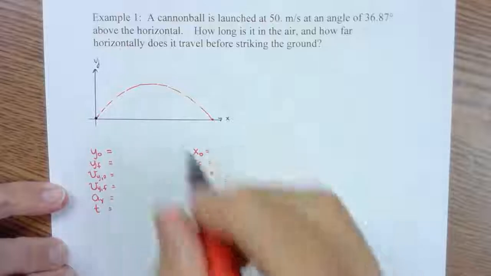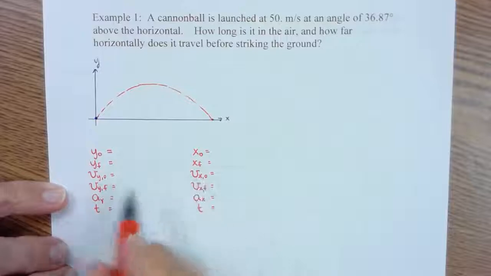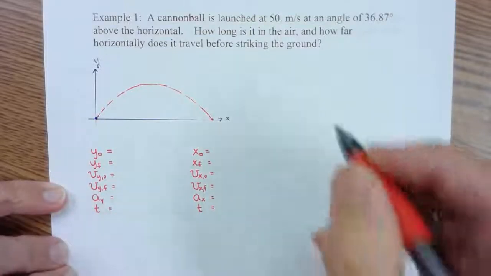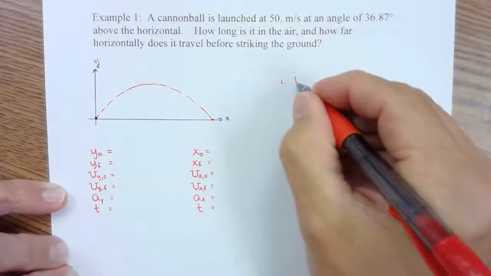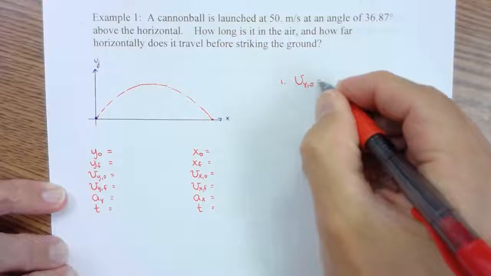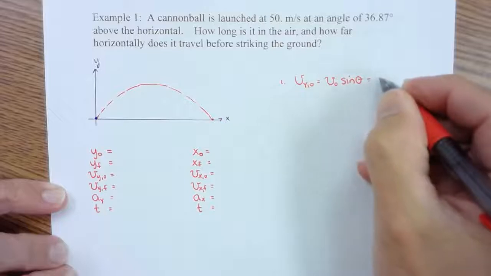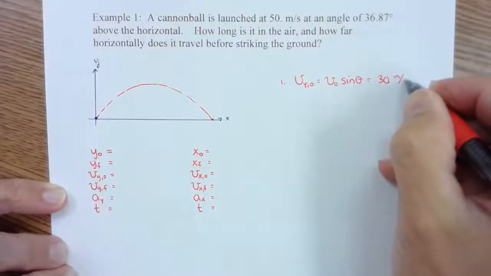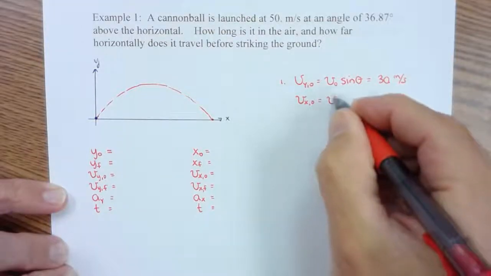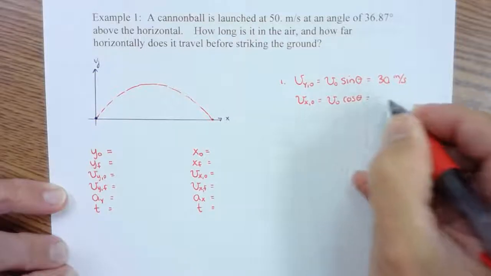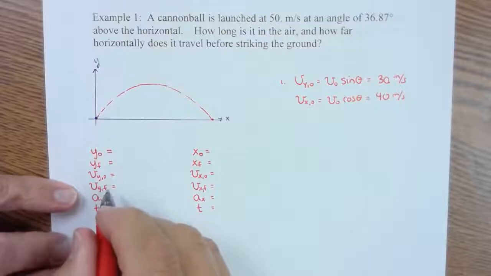So once we get our variable list, the first thing we're going to do is figure out what are the components of the velocity in the x and the y direction. And that's what we just did. So as a quick reminder, our first step, the velocity in the y direction initial is equal to the initial velocity times the sine of the angle, which was 30 meters per second, and the velocity in the x direction initial is v0 cosine of the launch angle, which was 40 meters per second. And so we can go ahead and populate those in our variable list.